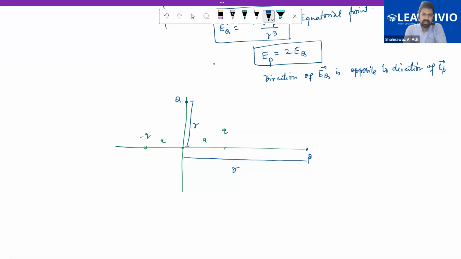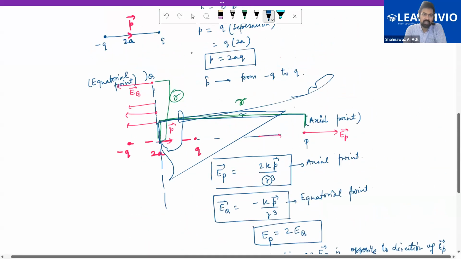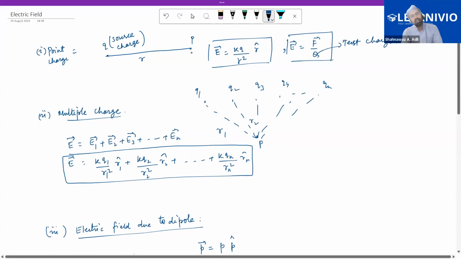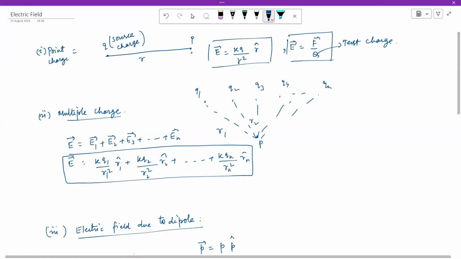So these are the things that we have to remember in this electric field calculation. Please note these things down and then we'll do the numericals, right?